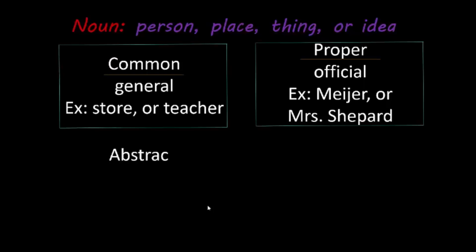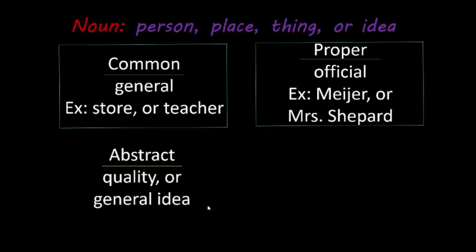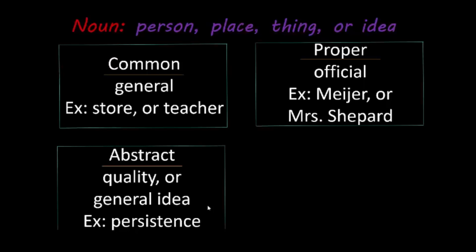Next, we're going to discuss the abstract noun. An abstract noun is a name of a quality or a general idea. And an example would be persistence. Or if I'm going to use an abstract noun in a sentence, I could say, I like the freedom to travel all over the world. Freedom in that sentence would be the abstract noun.